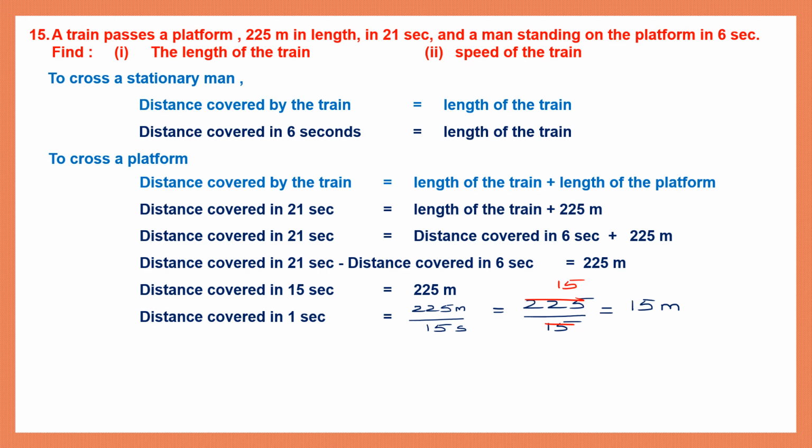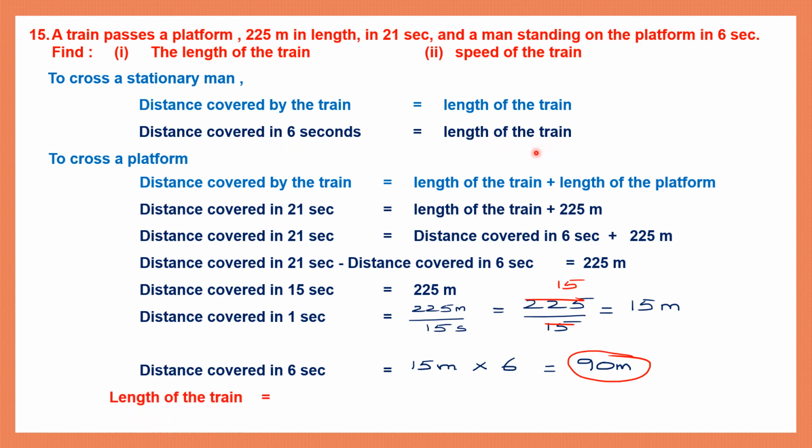Now I'm going to find out the distance covered in 6 seconds. In 1 second, if it is 15 meters, in 6 seconds it will be 15 into 6. That is 90. 15 into 6 is 90 meters. So the distance covered in 6 seconds is 90 meters. And what is the distance covered in 6 seconds? It is the length of the train. That means we have found the length of the train to be 90 meters. So this is our answer.